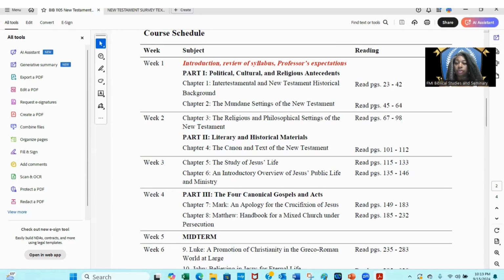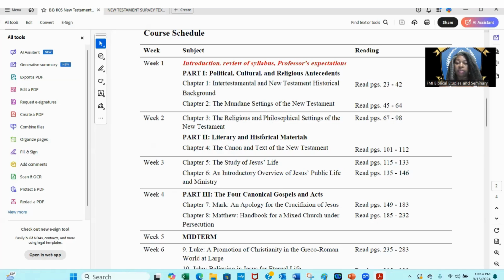Also, for the mundane setting of the New Testament, I will leave that for homework for the student. Okay. Now, for chapter 3, we're going to have them read that and then write a paper on mundane settings, meaning just everyday life of what was going on during the New Testament time, before the New Testament, in the BC period, actually. Okay.